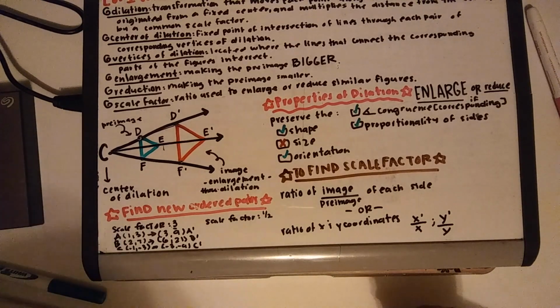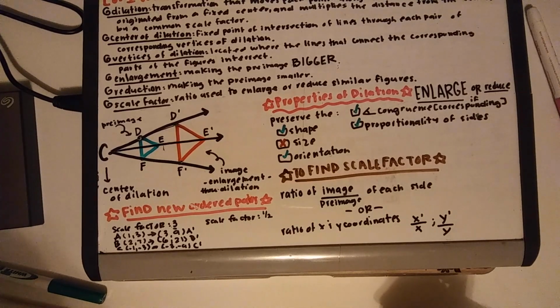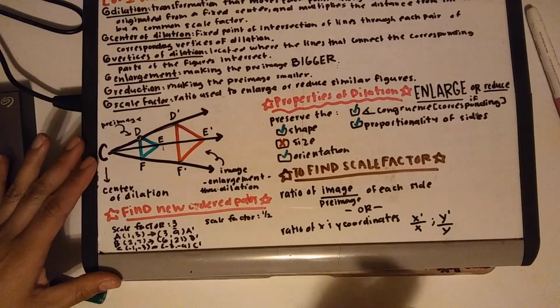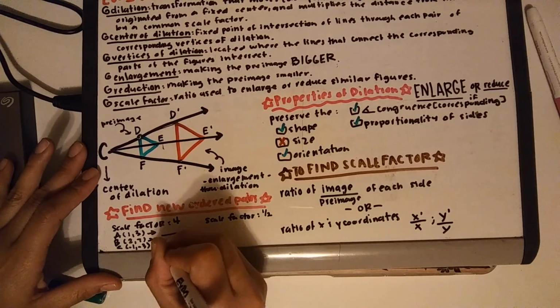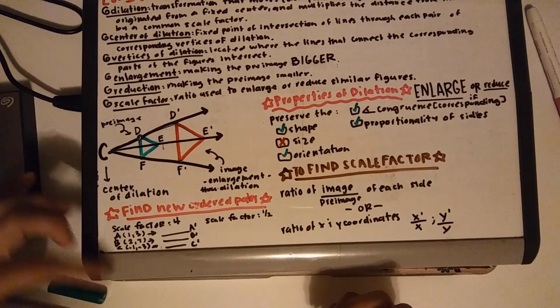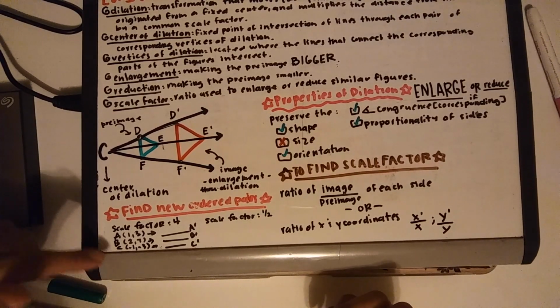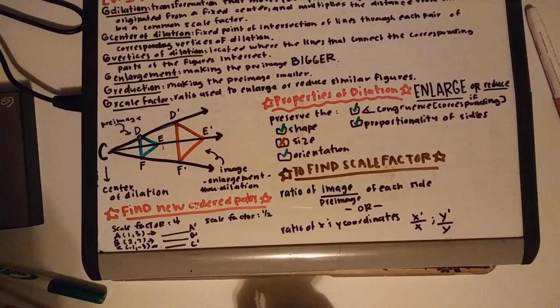Okay? So let me go ahead and give you a new scale factor, and you're going to give me the new ordered pairs. So give me the new ordered pairs for A prime, B prime, and C prime. Same ordered pairs for the pre-image, but different scale factor. Okay, this one, the scale factor is going to be a half.